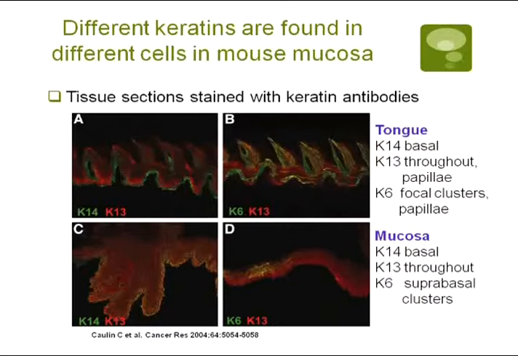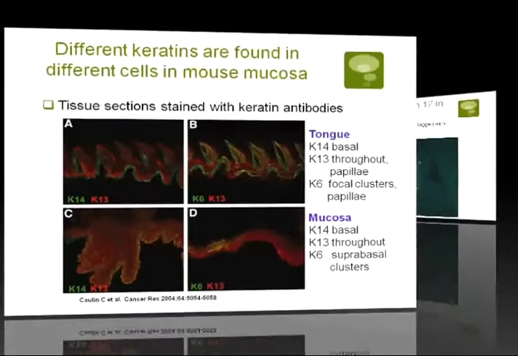And then the green in this picture is keratin 14, which again is very basal. In this picture, green represents keratin 6, which lights up clusters of cells inside the tongue epithelium, but mainly the papillae where you taste things. And keratin 6 is found in little clusters.